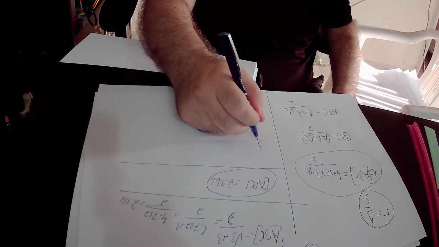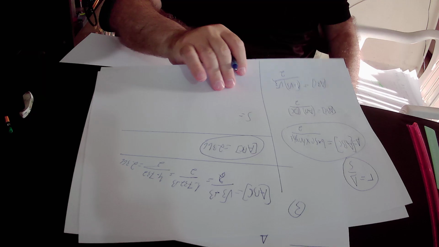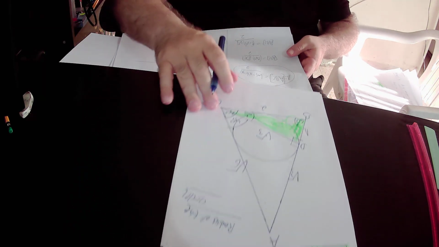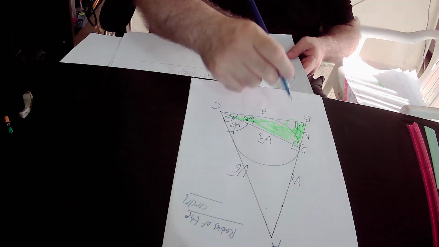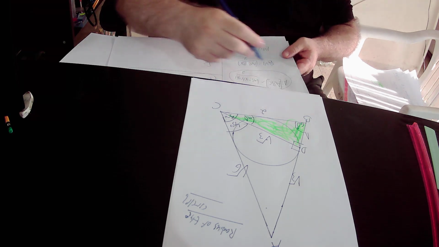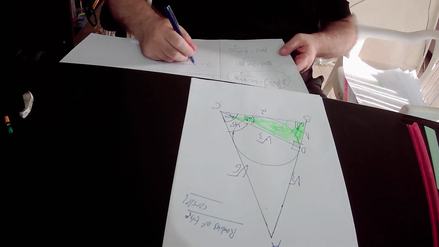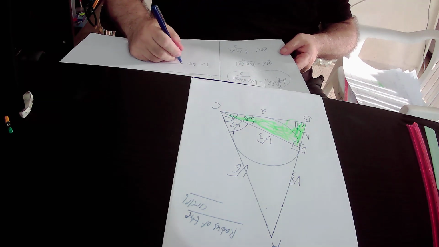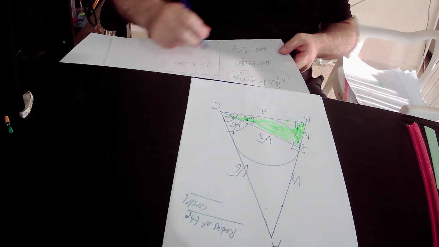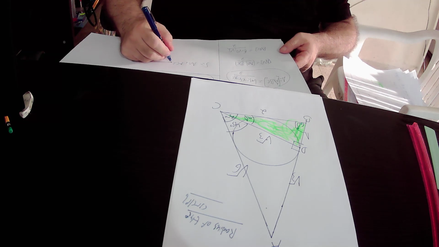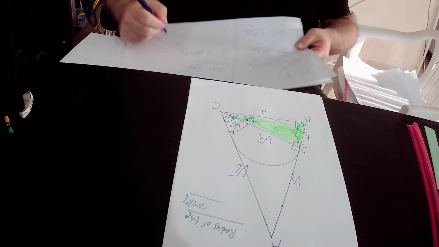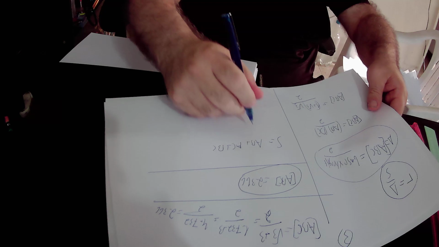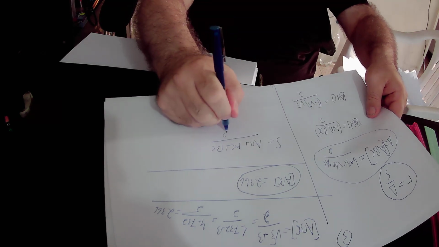So I already mentioned the semi-perimeter of any triangle equals the perimeter over 2, and the perimeter of triangle ABC equals AB plus AC plus BC. And if we divide the perimeter by 2, we get the semi-perimeter. So we divide it by 2.